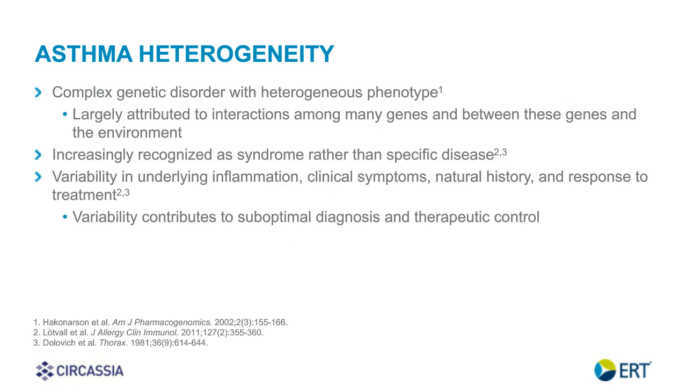Keep in mind, asthma is a very heterogeneous disorder. It's complex. It has multiple phenotypes. This is largely attributed to interactions among many of the genes and between these genes and the environment. Increasingly, we recognize this as a syndrome rather than a specific disease. And it's very variable in its underlying inflammation, clinical symptoms, its natural history, and response to treatment among the patients who suffer from this disease. The variability often contributes to the suboptimal diagnosis and therapeutic control that one may see.